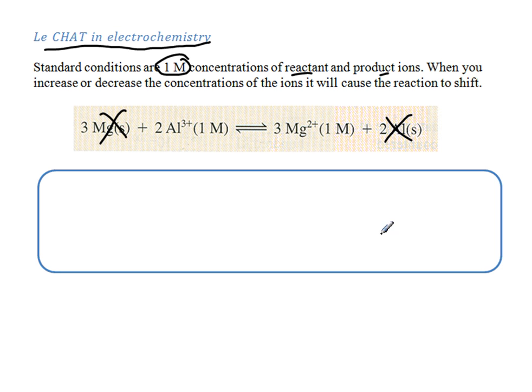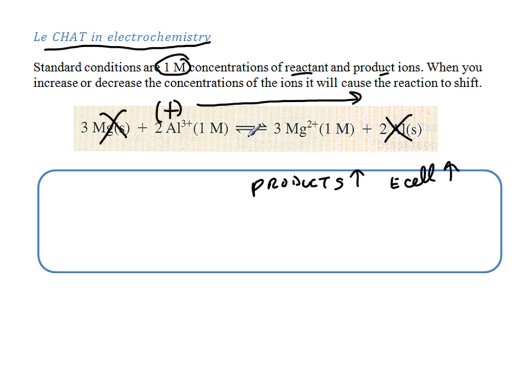If I add or increase the amount of aluminum ions, I shove the reaction this way. If I make more products, when my products increase, my E cell increases. So if products go up, my E cell potential is going to go up. So if I add it here, shift it this way, my voltage would go up. It would increase.